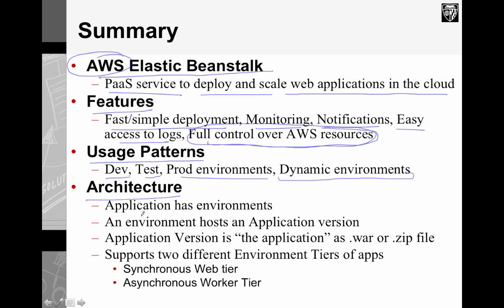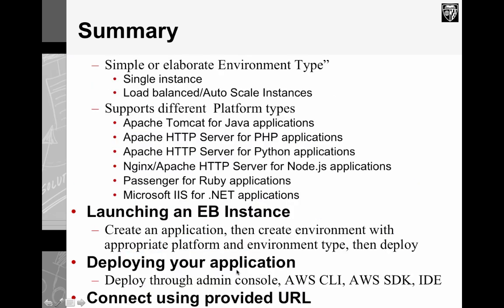In terms of the architecture, they have a concept called an application. An application has environments in them. Don't confuse an application with application version, which is really our software. An environment hosts an application version. An application version is the application, which is the WAR file or the zip file, and it supports two different environment tiers, synchronous web tier or the asynchronous worker tier. This is something you'll have to choose when you build your environment.